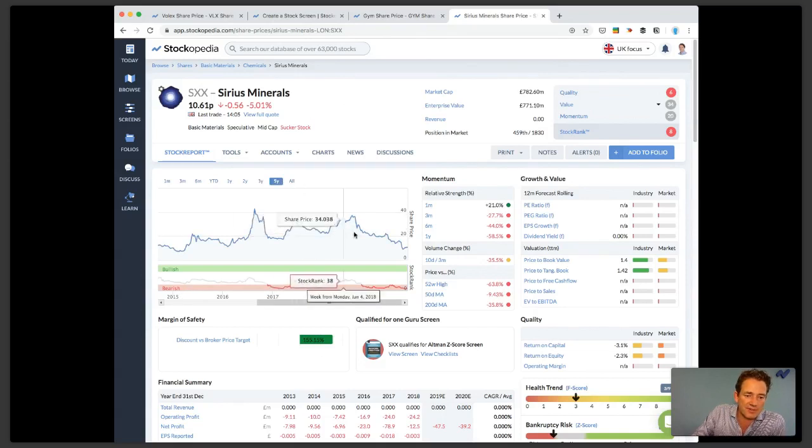I like beating up on some shares like this. It'll probably now rocket 50 times in the next year just because I'm bringing it up. But you can see here it's got very low quality, low value, low momentum. It's a stock rank of 8. It comes through as a speculative sucker stock.